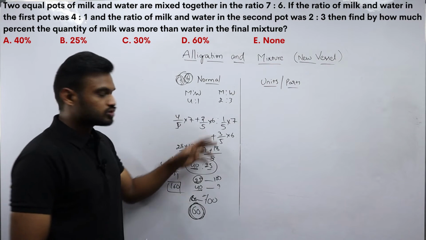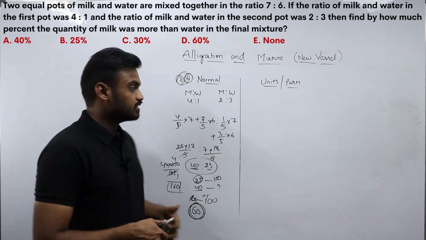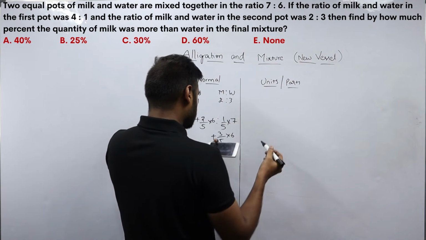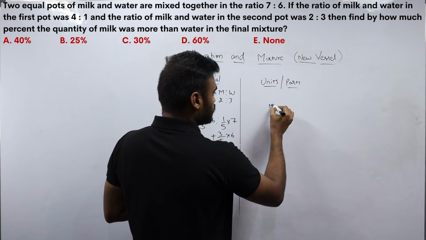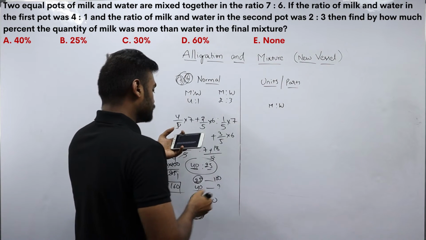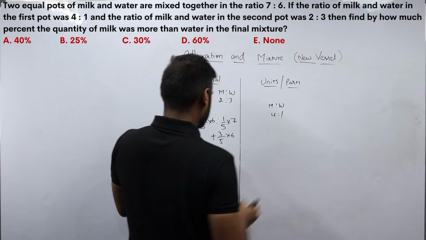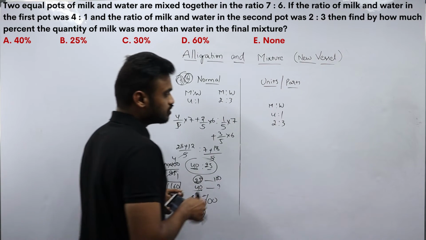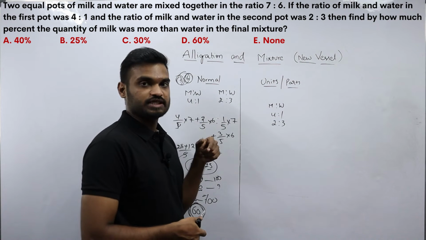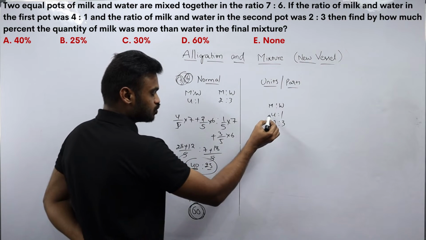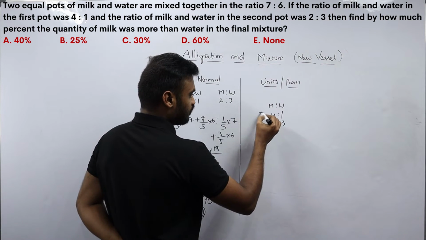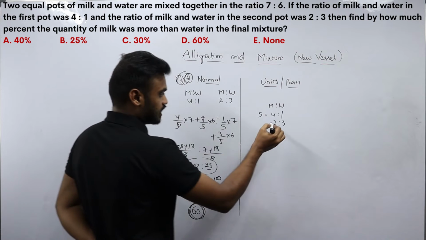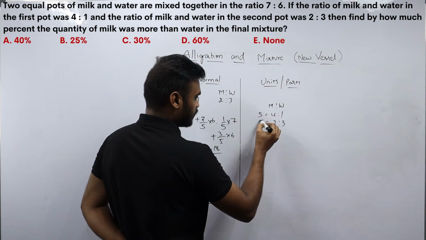Now let's see how to solve the same problem in the units or parts method. In the first vessel, the ratio of milk and water is 4:1, and in the second vessel, the ratio is 2:3. Let's see how many parts are there in each vessel. In the first vessel, the total parts are 4 plus 1, that is 5 parts, and in the second vessel there are 2 plus 3, that is 5 parts.